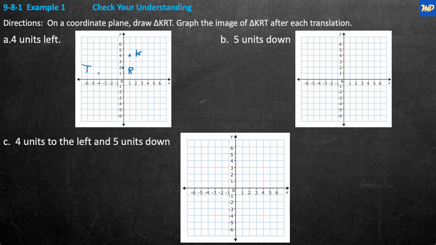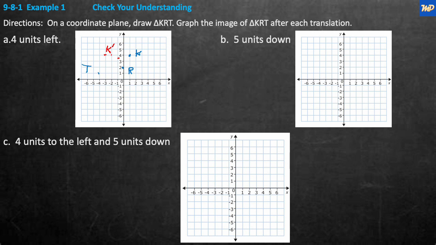Okay, now that you're back, the first one I drew the K, R, and T. So there they are. And it wants 4 units to the left. Well, 4 units left. What does that mean? So that means every one of these dots has to be translated. And you'll get to K prime. We'll do K. So we're going 4 units left. I'm going to change colors. I'll do red. 1, 2, 3, 4. We're just moving it 4 to the left.